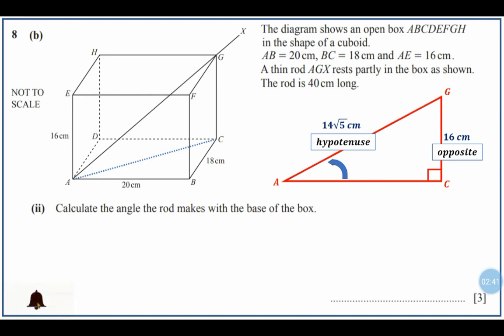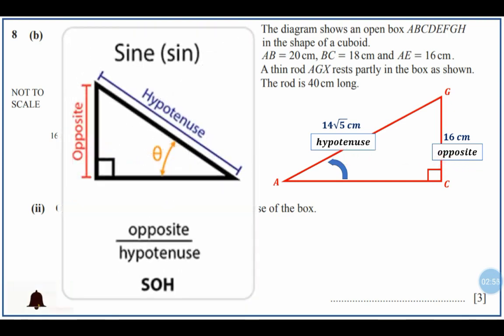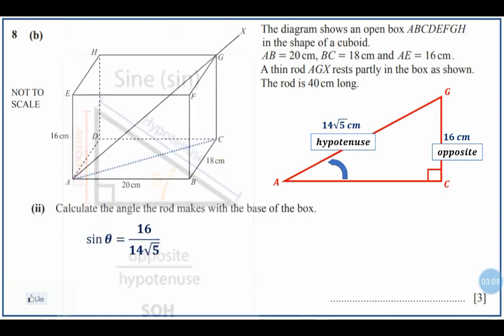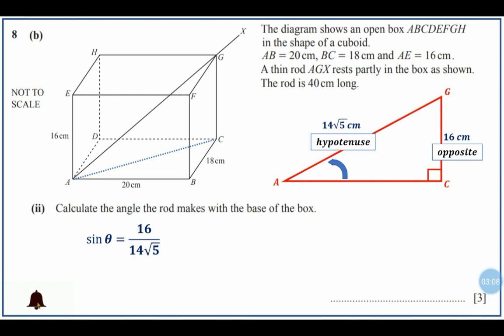CAH means adjacent over hypotenuse. TOA means opposite over adjacent. But in here we have opposite and hypotenuse, so we will be using the sine function. Opposite over hypotenuse is equivalent to the sine of the angle. So sine theta is equal to, the opposite is 16 centimeters, the hypotenuse is 14 square root of 5. So sine theta is equal to 16 over 14 square root of 5.